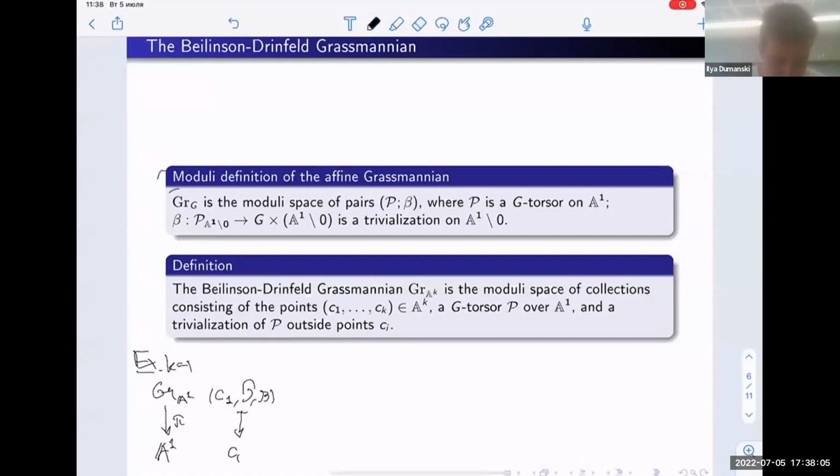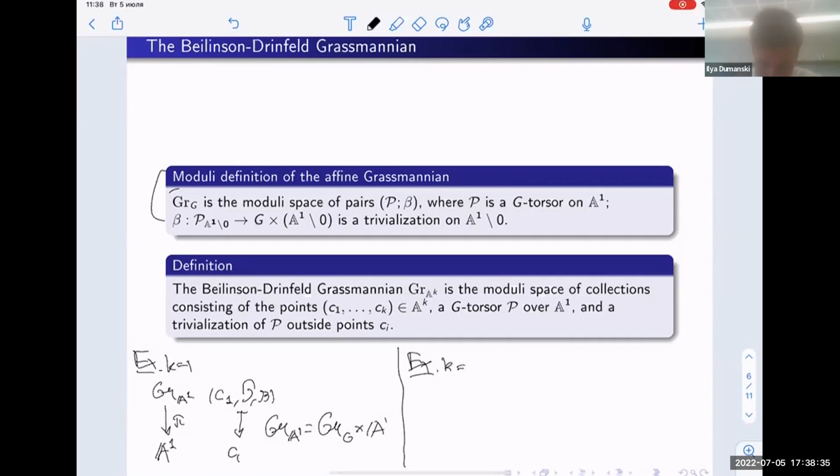So this Beilinson-Drinfeld Grassmannian is a fibration over A1 with fibers isomorphic to the affine Grassmannian. And actually, using the global coordinate on A1, it can be trivialized. So we get nothing interesting in this case. We get that the Beilinson-Drinfeld Grassmannian is just a direct product of the affine Grassmannian times A1. However, something interesting shows up in the case K equals 2.